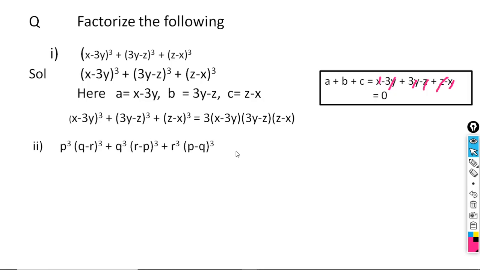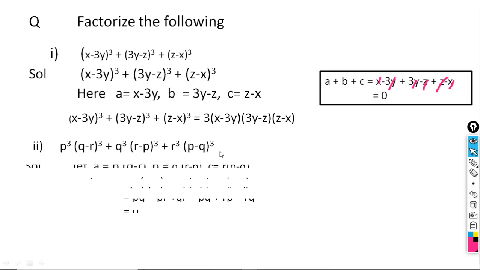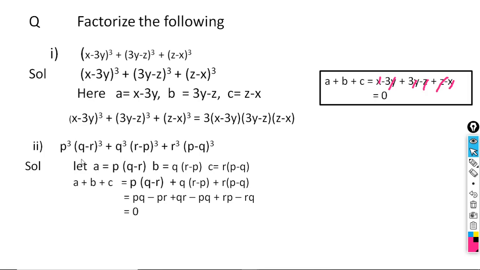Let us discuss another problem. In this problem, we have p cube (q minus r) whole cube plus q cube (r minus p) whole cube plus r cube (p minus q) whole cube. Let us compare with our identity. We get the value of a as p times (q minus r), b is q times (r minus p), c is equal to r times (p minus q).